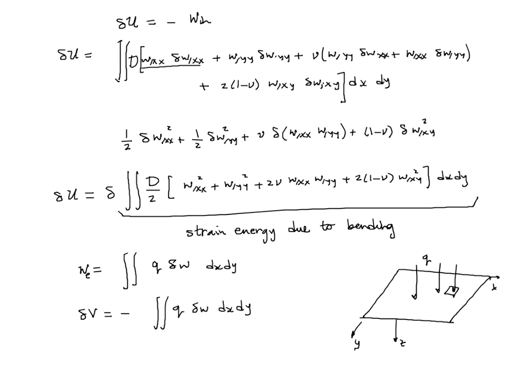The loading is assumed to be a dead load. It doesn't depend on displacement. And from that, we can easily pull the delta out of the integral to get that V equals minus q W dx dy. And this is our potential energy of the external loads. Very well, so now we have U, we have V, and we are good to go. So you add U plus V, minimize that, and obtain your equilibrium equations.